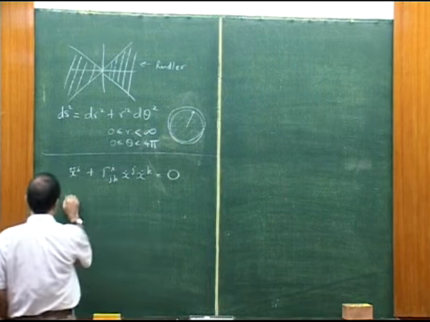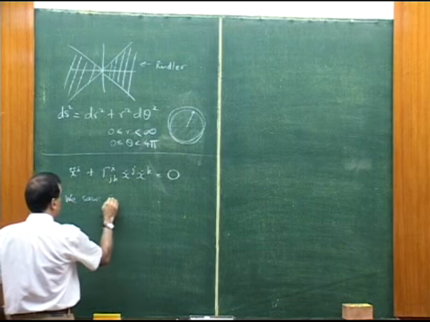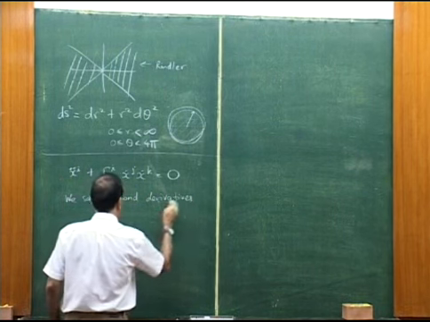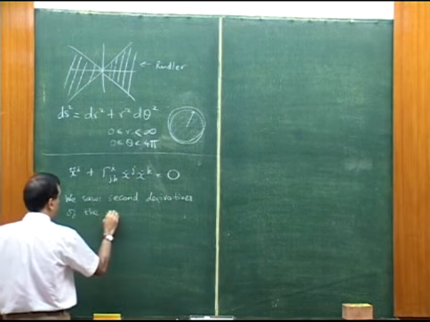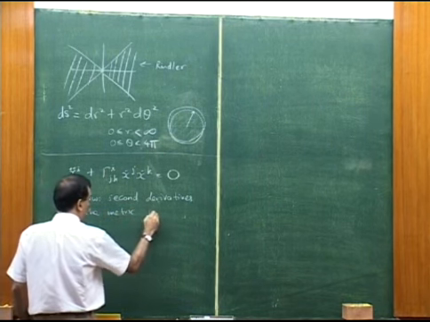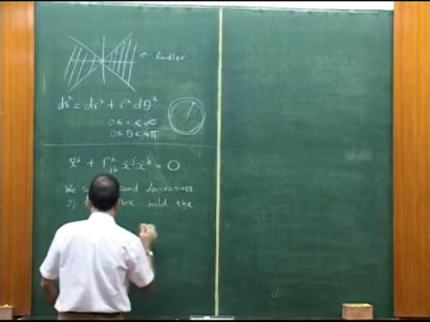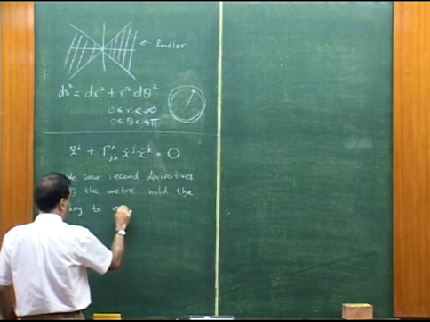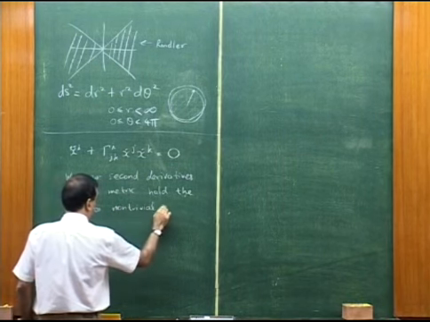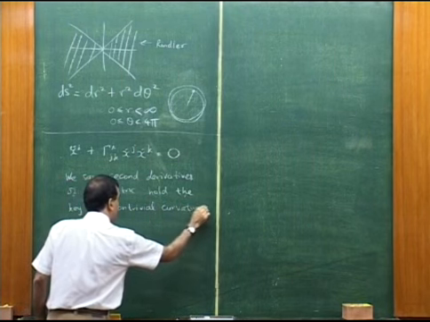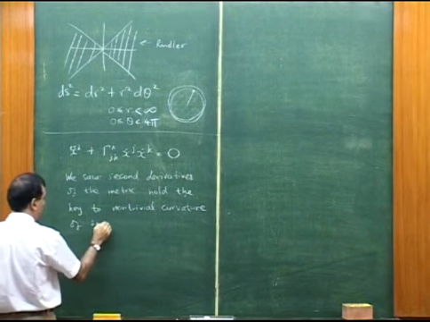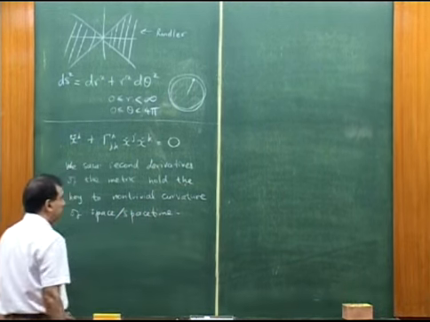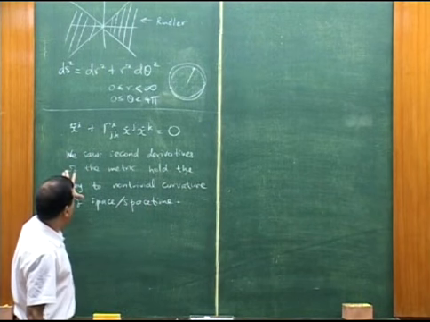Okay. So we saw this, second derivatives of the metric of space or of space-time. So how do we understand this in more detail?